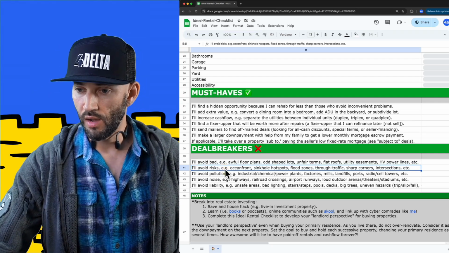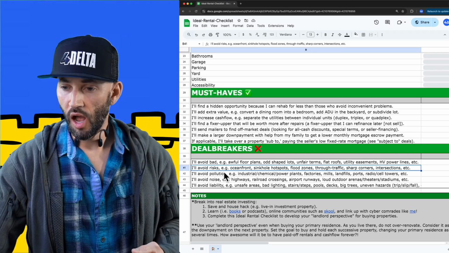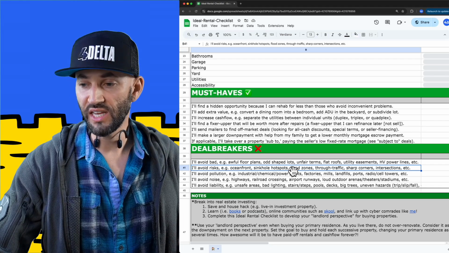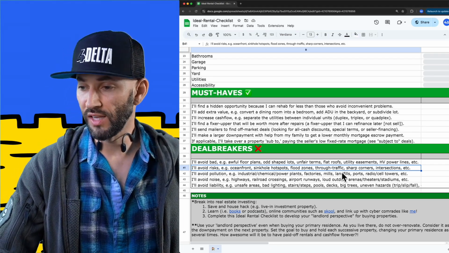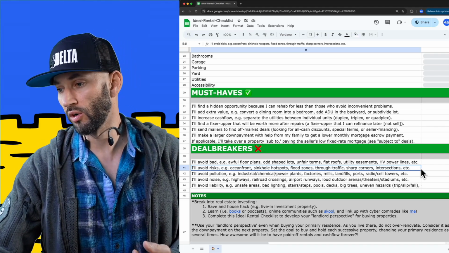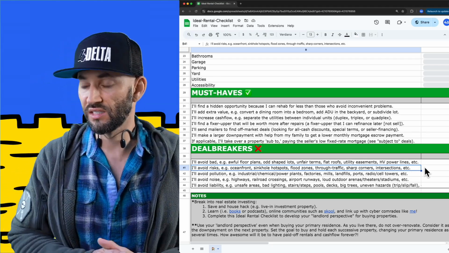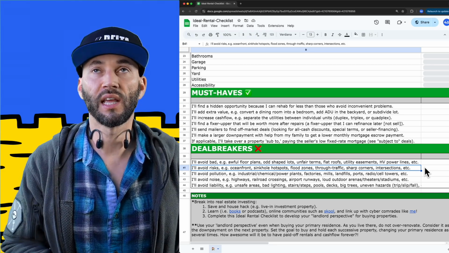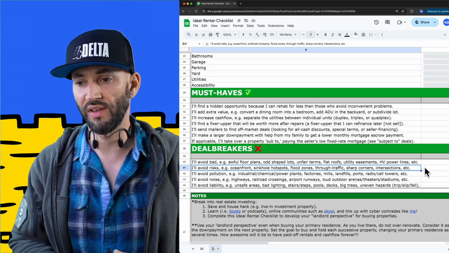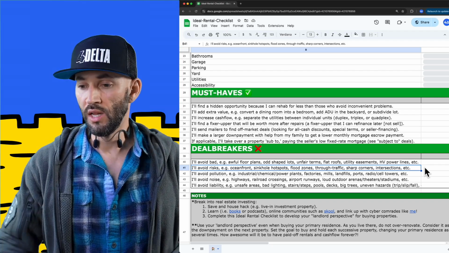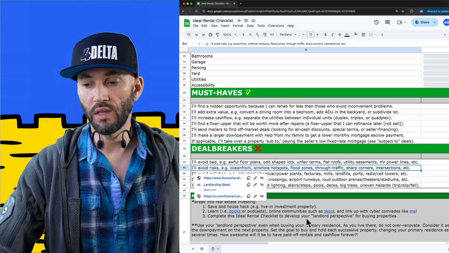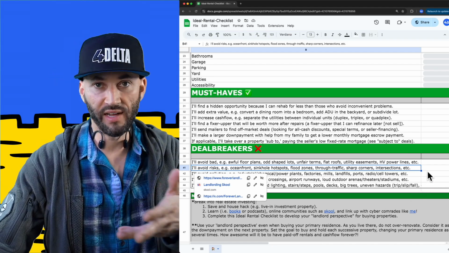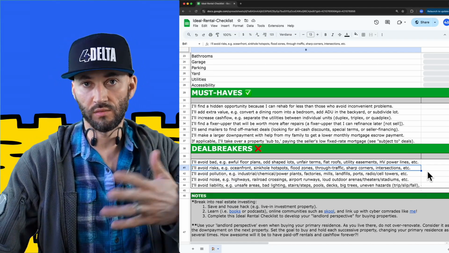I'll avoid risks, for example oceanfront property, sinkholes, hot spots, flood zones, through traffic, sharp corners or intersections. That's another thing I could add. I'm running out of space, so I can't fit everything. Another thing I was thinking of is highways, traffic noise or railroad crossings. These notes down here, if you want to read those later, you can delete that and add more notes in here and modify this to fit your needs and whatever you like.